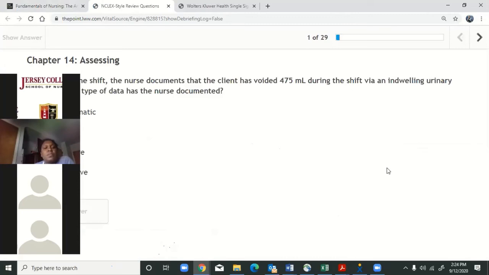Okay, so at the end of the shift, the nurse documents the client voided 475 mLs through an indwelling urinary catheter. What type of data has the nurse documented? Objective.